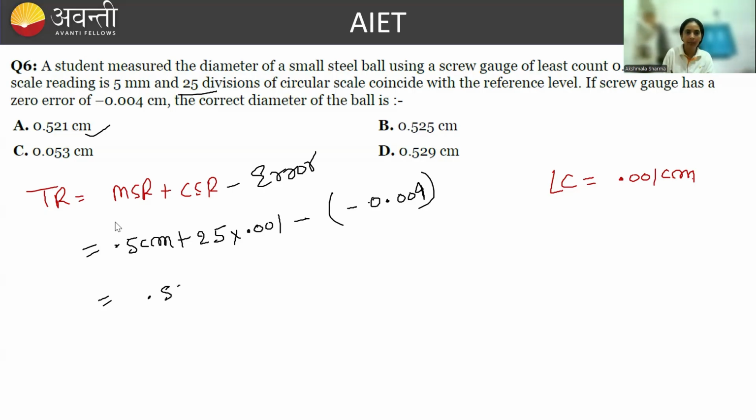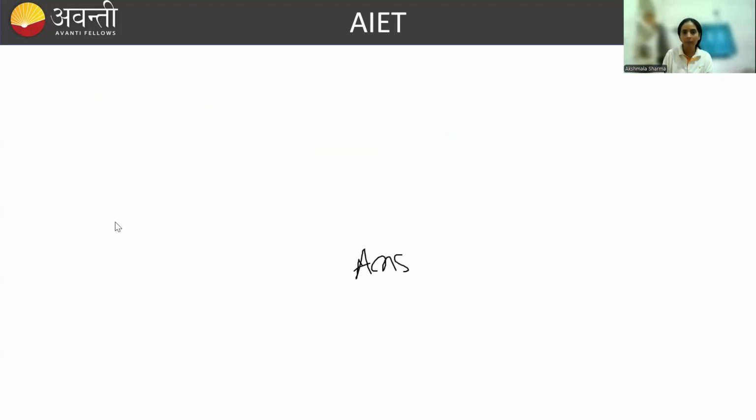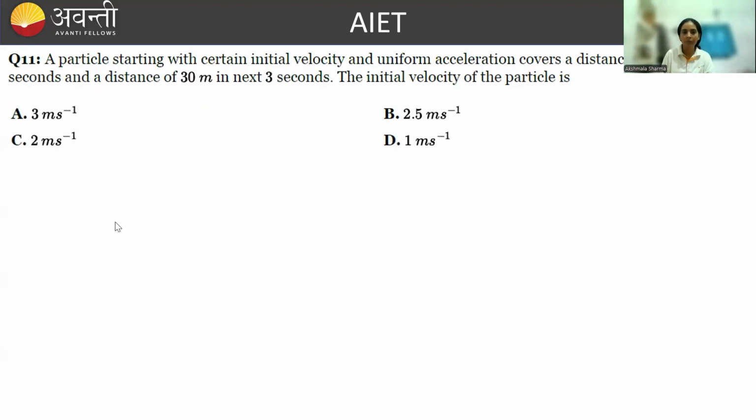Now you solve it. If you solve it, 0.5 centimeter plus, these are all in centimeter, right? So this will become 0.021 centimeter. So if you write it, 0.521 centimeter. So the correct answer is what? The correct answer is your A. Okay. Now let's move on to the next.